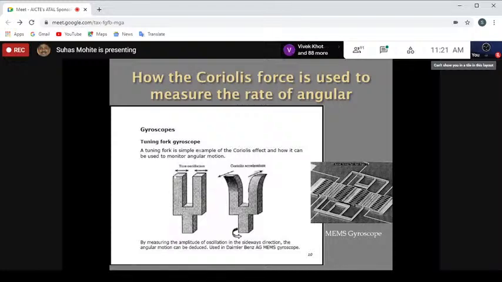Now, just to give you another example, this is how a tuning fork gyroscope works, where the tuning fork you are all familiar with. This is a tuning fork, very much familiar, all of us are.